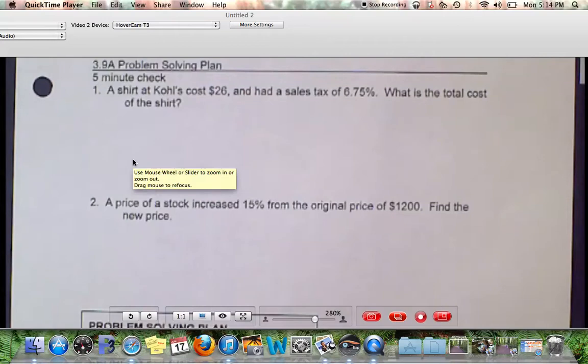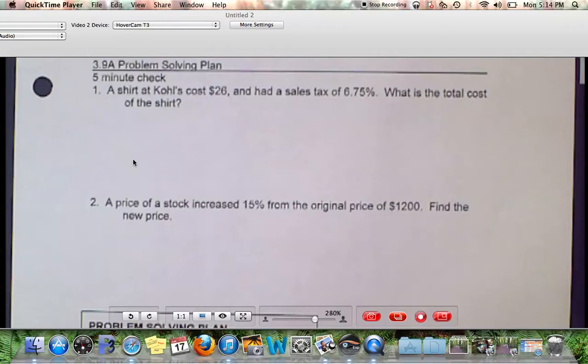We're moving into the word problems unit, and the first section we'll call 3.9a, the problem solving plan. Now before we begin, I want you to give these next two problems a shot on your own, and then push play and see how you did on them.